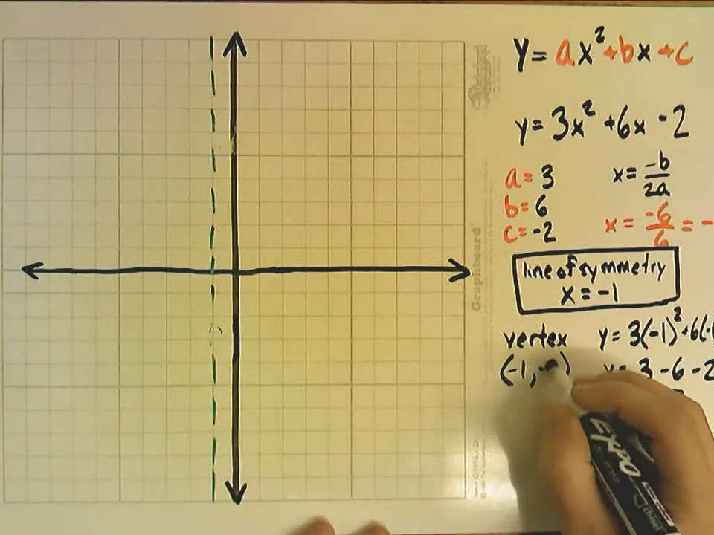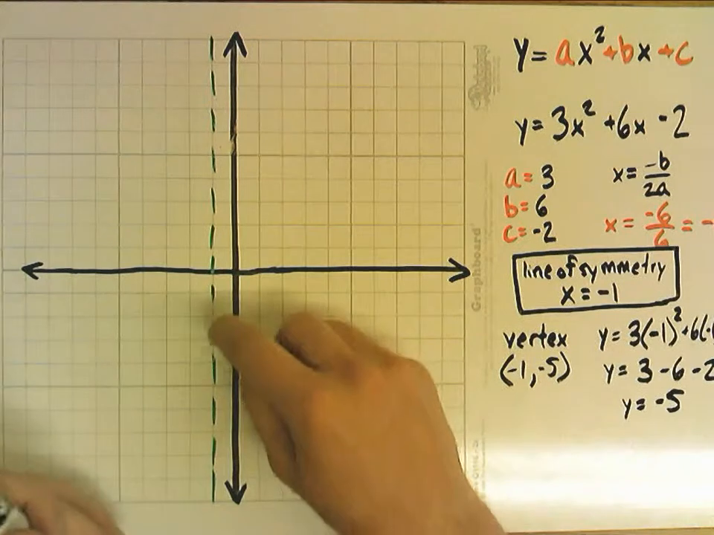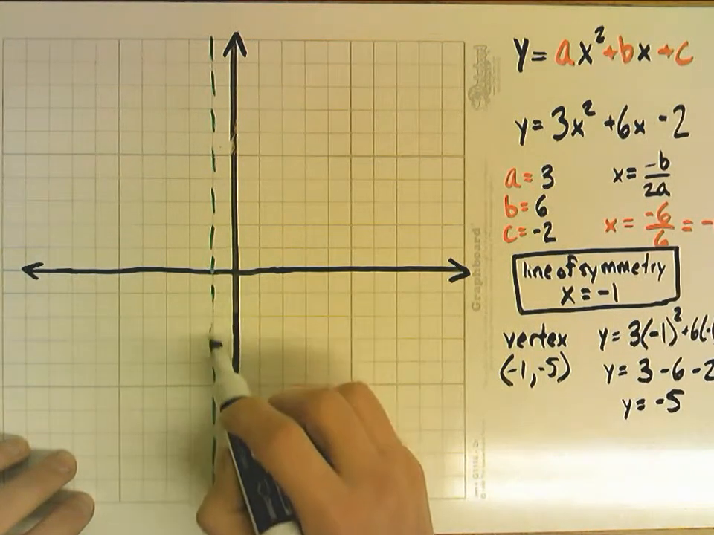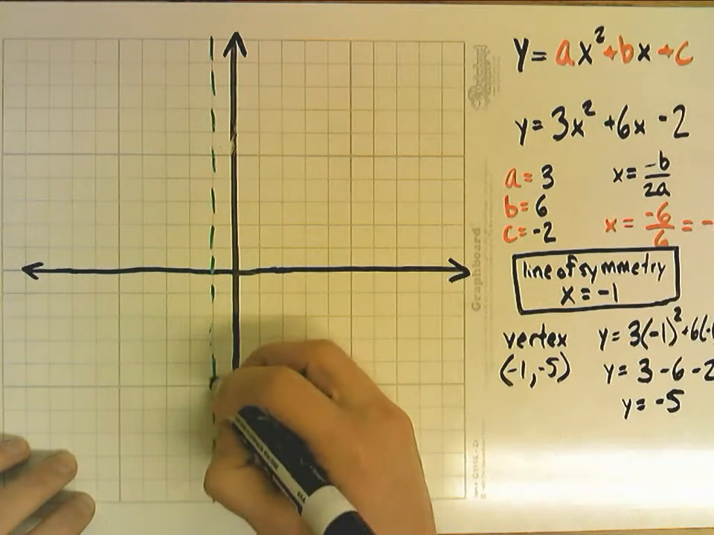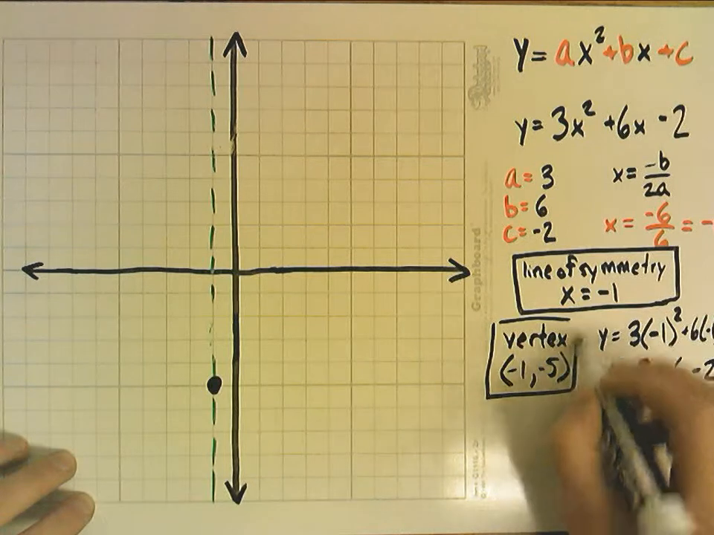So we found our y value for our vertex, and we can go ahead and graph this vertex. Let's go to -1, and down 1, 2, 3, 4, 5. Here is our vertex. I'm going to go ahead and box this as well. Another key piece of information.